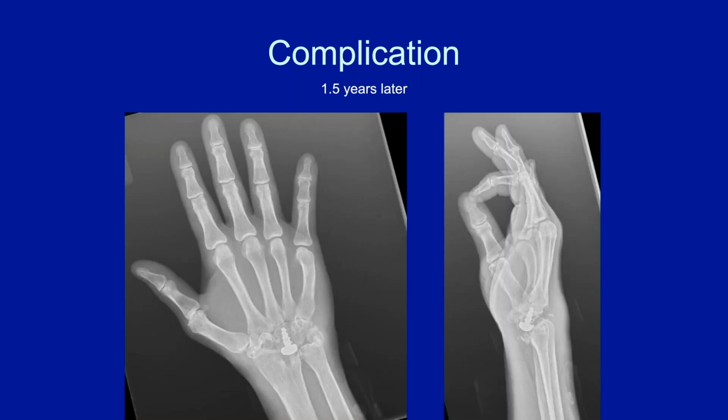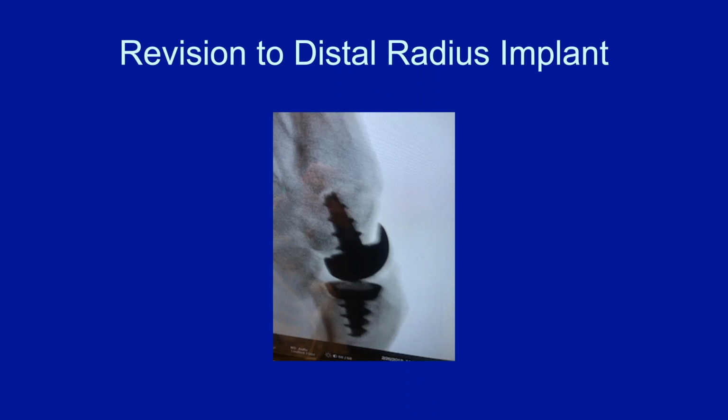So what occurred was he subluxed. And so what we did, next slide, was we placed an implant on the radius side. This happens to be a toe implant. And the patient did very well with that implant. Next slide.